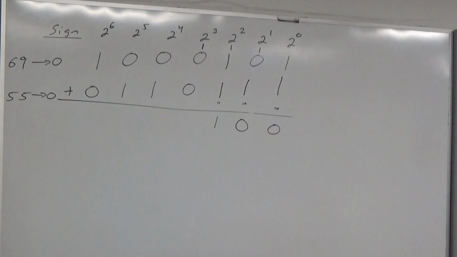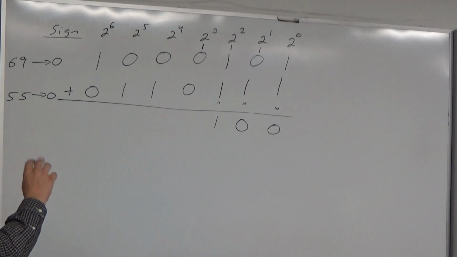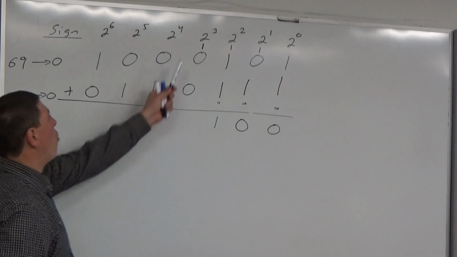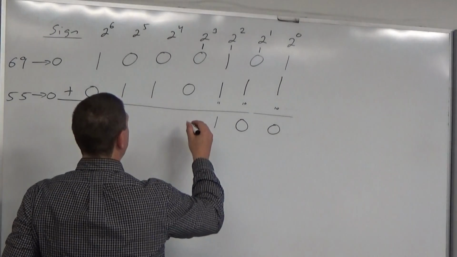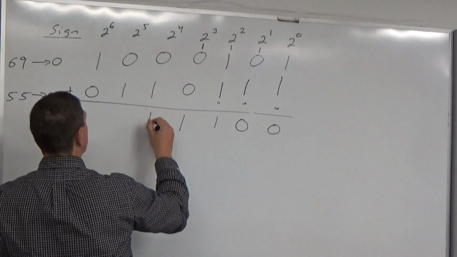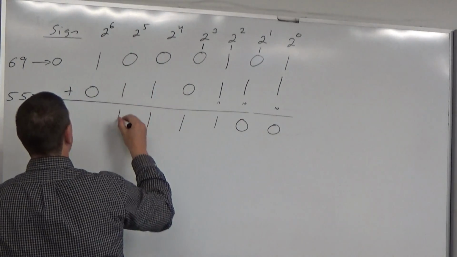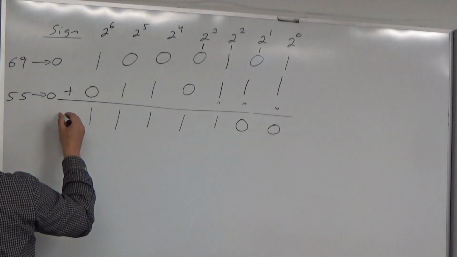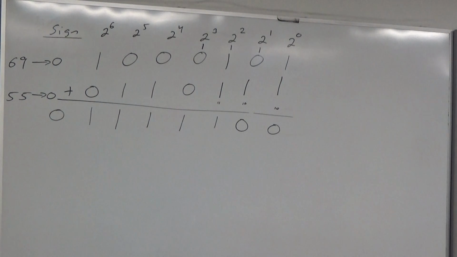Does that make sense to everybody, guys? We're just adding the bits. Anything bigger than 1, I'm going to have a carry, so I just carry a 1 up top. 1 plus 0 is 1. 0 plus 1 is 1. 1 plus 0 is 1. And then 0 plus 0 for the sign bit is 0.